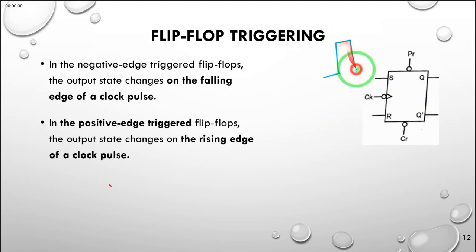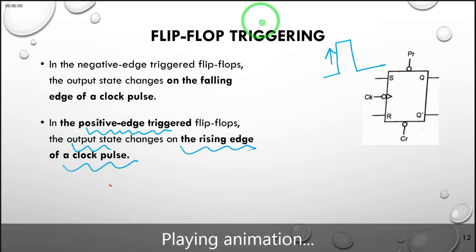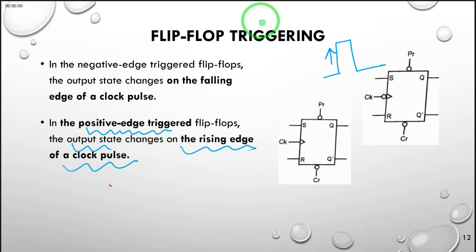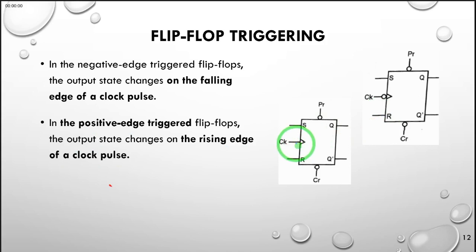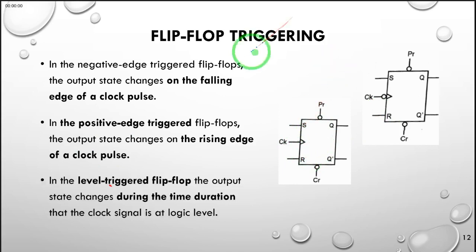When the flip-flop changes at the rising edge of our pulse, then we say that flip-flop is positive edge triggered, and the output state changes on the rising edge of the clock pulse. That kind of flip-flop is represented by this symbol. We notice that it does not have the circle that was preceding the negative edge triggered flip-flop. So whenever you see that a clock pulse is not preceded by the circle, that means it is a positive edge triggered flip-flop.